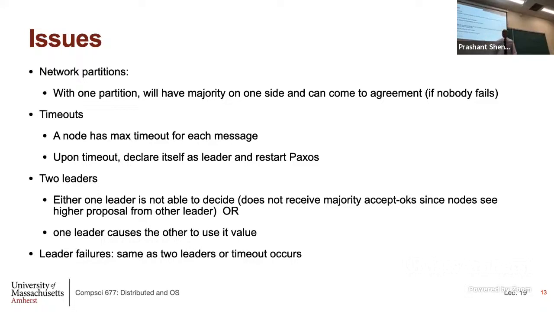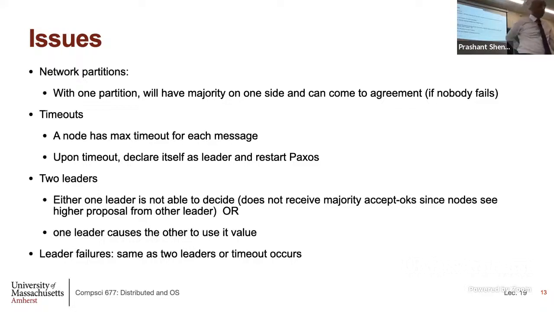Leader failures are the same problem, where you have to pick a new leader, same as with a slow leader. So all of these have to be dealt with. I didn't actually show you some of the subtle details of what happens in all of these cases, but when you actually implement Paxos, you have to deal with these issues.